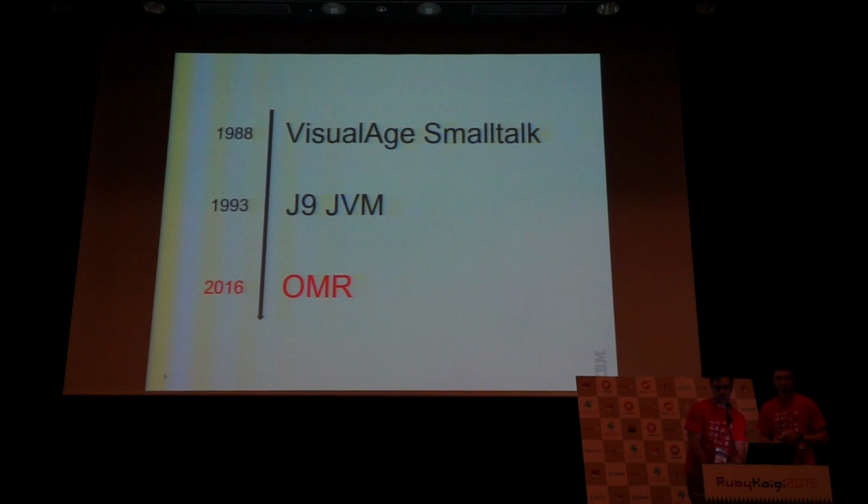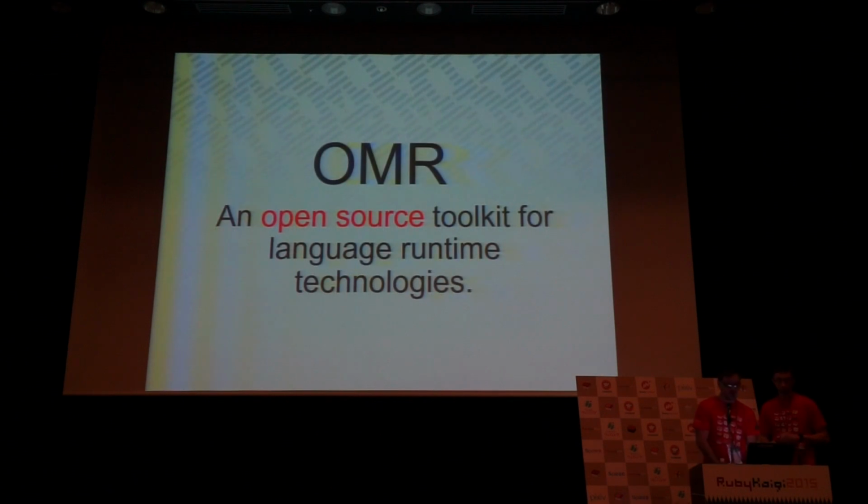So today we're excited to talk about our new project and the future of our technology, OMR. OMR is an open source toolkit for language runtime development. It's derived from the source code of our production J9 virtual machine runtime, and we're distributing it as a C++ framework open sourced under the EPL.